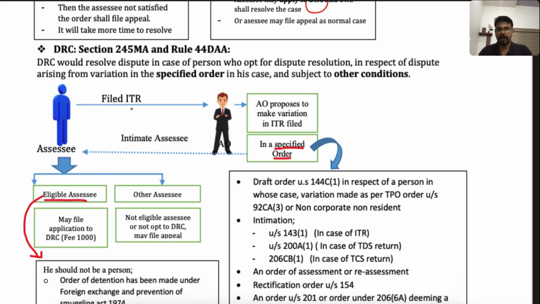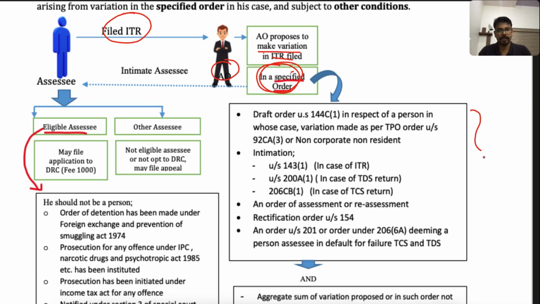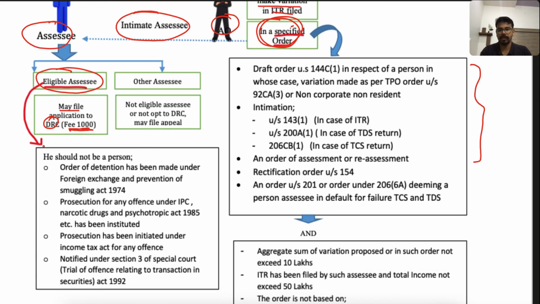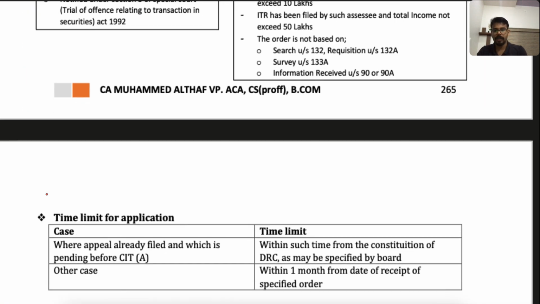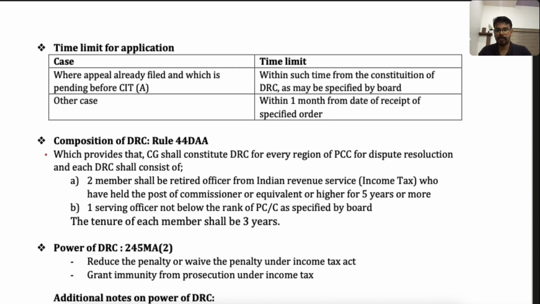Assessee filed the ITR. Okay, so the assessing officer proposes to make a variation on the income tax return he filed. In respect of the specified order, you have to understand which are the specified orders. In case of that specified order, the assessing officer will intimate the assessee. So if he's an eligible assessee, he may apply to the DRC with a fee of 1000. Who is an eligible assessee I have given here. So that's the concept of DRC.